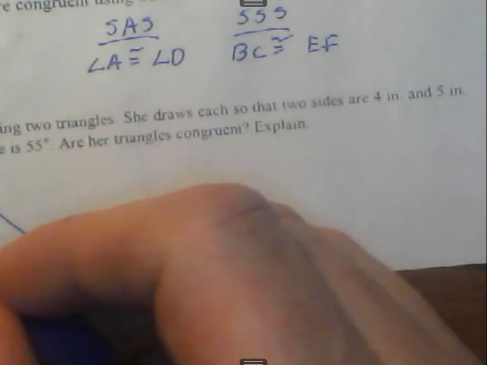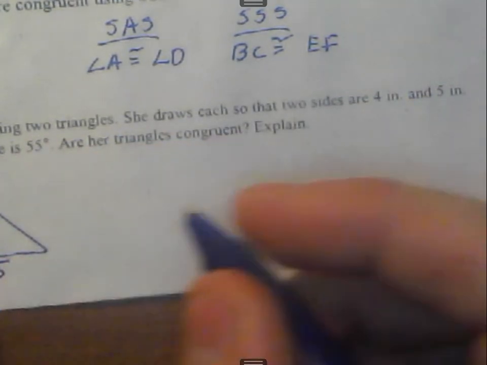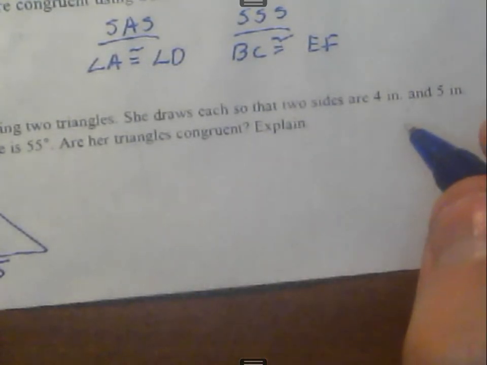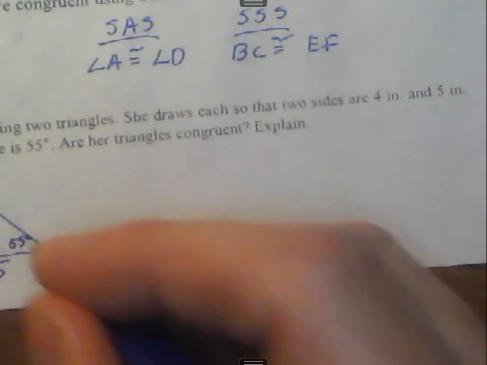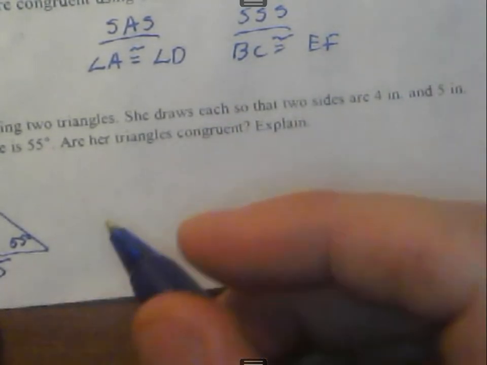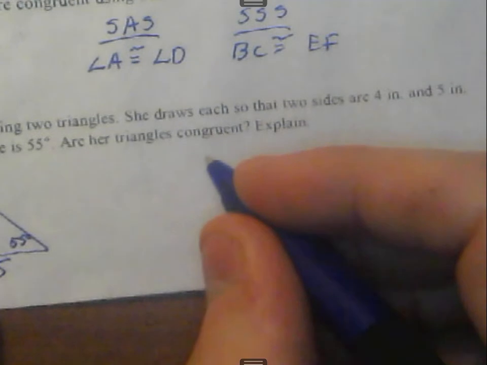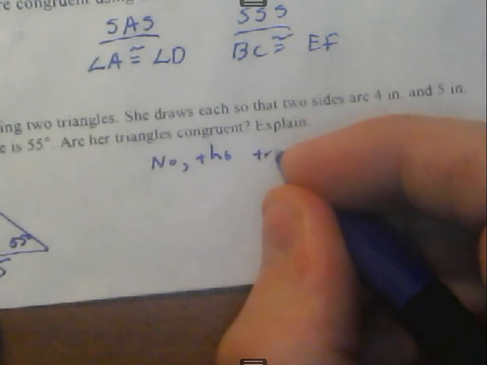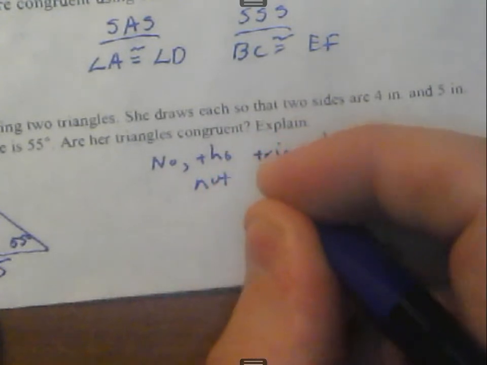So that the two sides are 4 inches and 5 inches long, and an angle is 55 degrees. So if I have 4 and 5, and an angle is 55, she draws each. So now the question is, where is the 55? We'd have to be more specific in order to answer if this is 55 here, or if the 55 is here, or if the 55 is here. So in this type of problem, I would say no. The triangles may not be congruent.